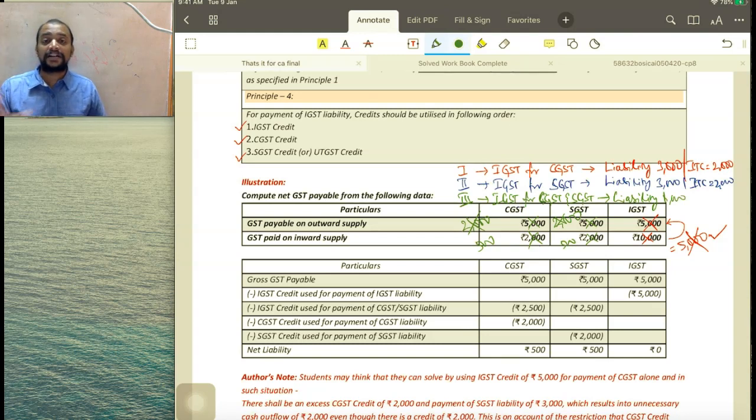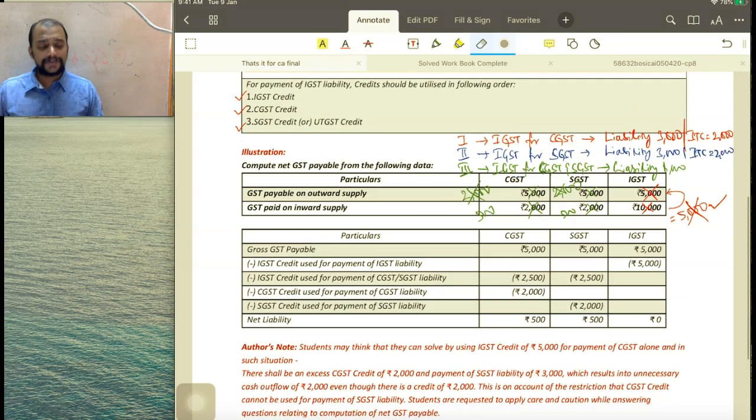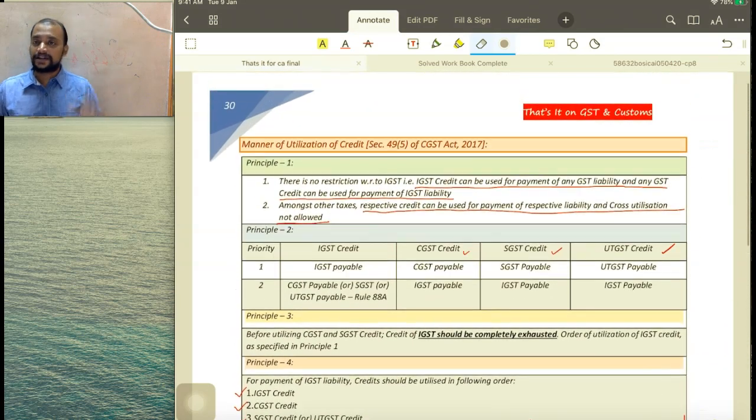But it does not mean alternative 3 is the only correct one. But this discussion you have to make in the exam. That is, you have to check the cash flow scenario and you need to make this discussion in the exam. And that's what I have given here as a note. Alternative 1 and 2 are also correct, but I am going for alternative 3 considering the cash outflow, because alternative 3 leads to reduction in the cash outflow. So this is with respect to manner of utilization of credit.